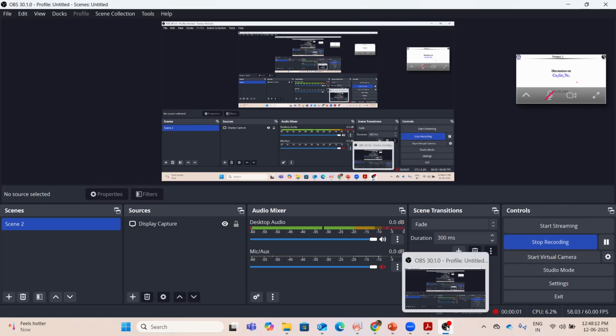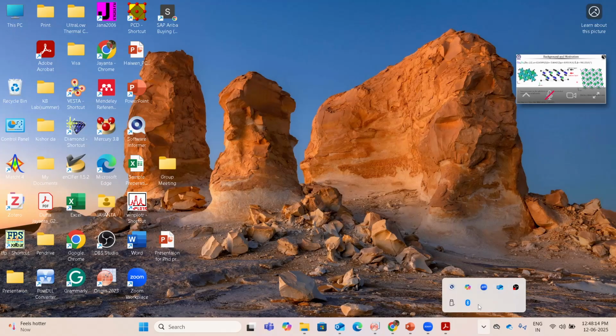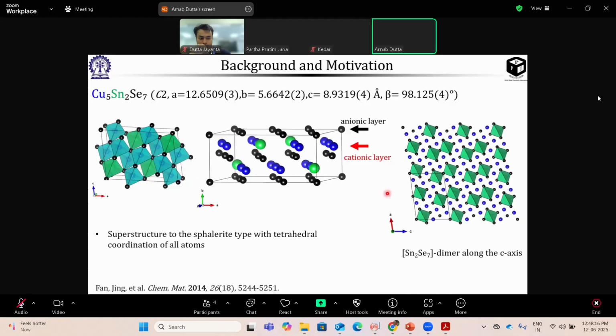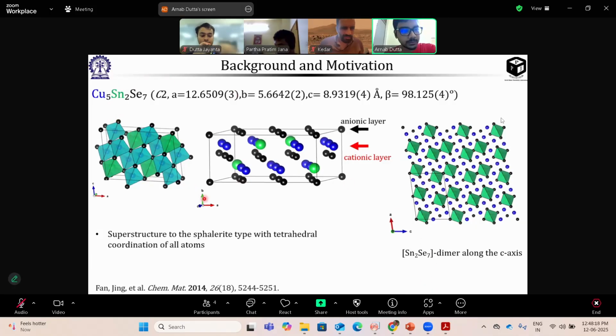tellurium-7. We are working on this. I want to share some background of this compound. Initially, in 2014, copper 5 tin 2 selenium-7 was reported, and they solved the structure from Rietveld refinement of synchrotron data. And they suggested the space group is C2, and this is the cell parameter.